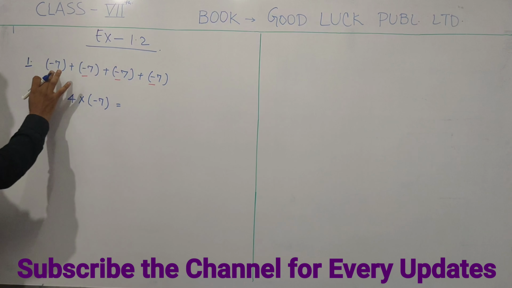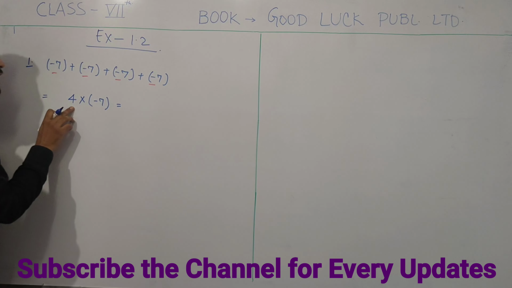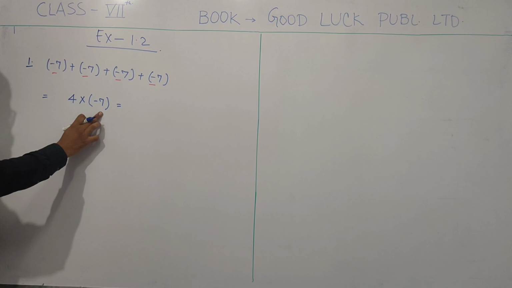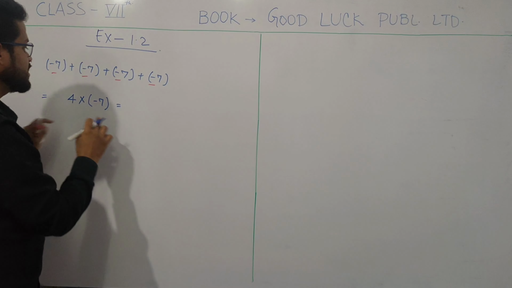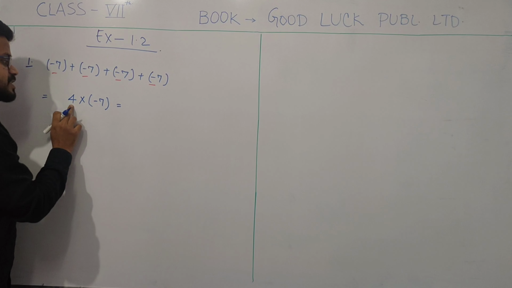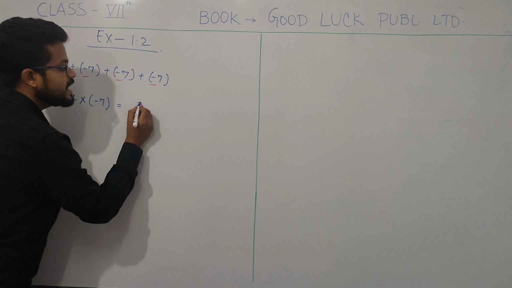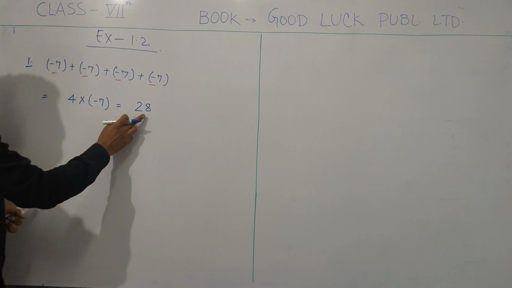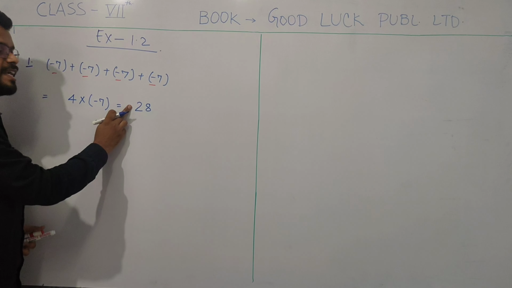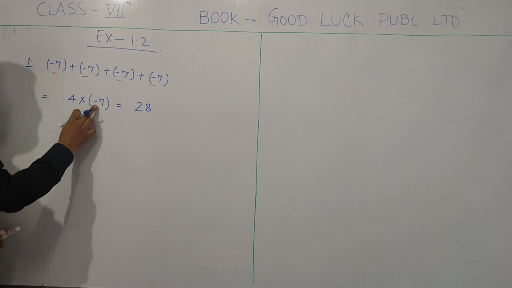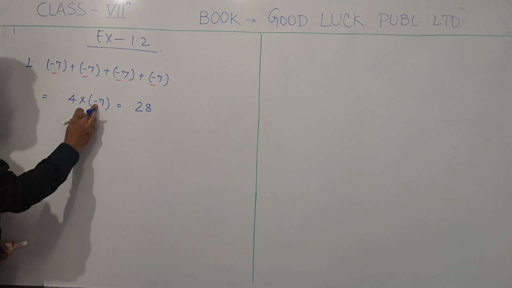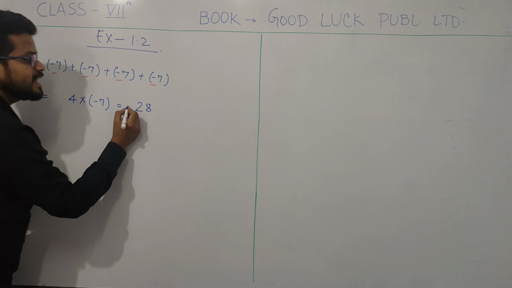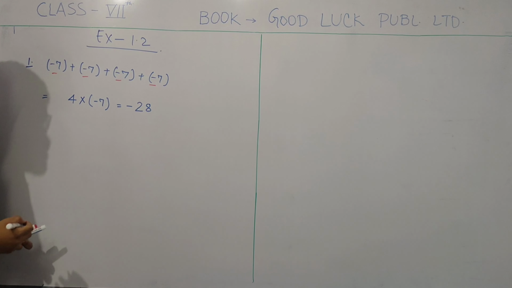So now this is repeated 4 times, so I write here 4. Which number is repeated? -7. So after multiplication, this is 4 and this is 7. 7 4s are 28. Now what is the sign before this 28? Look, in this multiplication there is only one sign, which is minus. So I write minus here, -28.